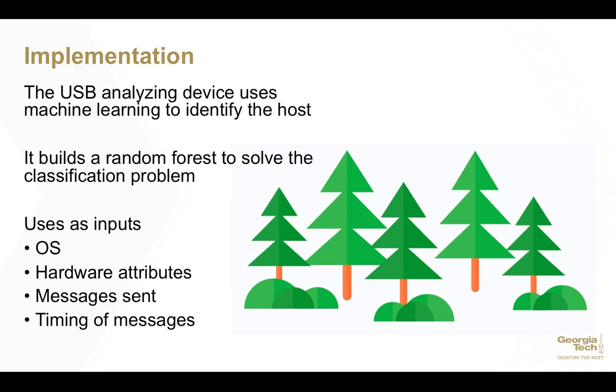A model was built using a random forest classifier that was able to take USB signals based on a number of inputs and classify what machine it identified them as. Some examples of the inputs that the model used were operating system, hardware attributes, the messages sent across USB, and the precise timing of messages.